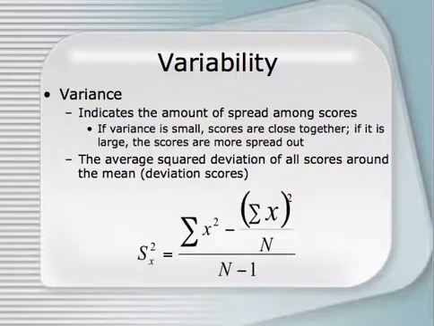Variance indicates the amount of spread among your scores. If your variance is small, your scores are closer together. If it's large, the scores are more spread out. It is the average squared deviation of all scores around the mean. That's what a variance is, and the formula for this is right here. There are statistical tools that you'll probably explore when you take a statistics course such as Stat 501 or 502, where you would explore statistical software such as SPSS or SAS to learn how to do it, and you don't have to do it by hand.